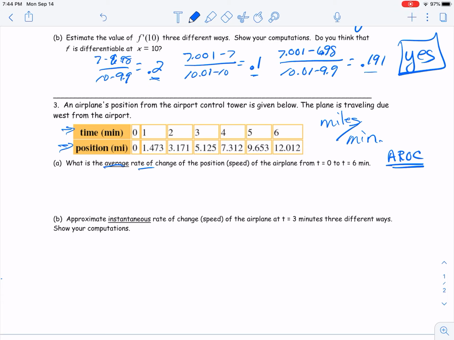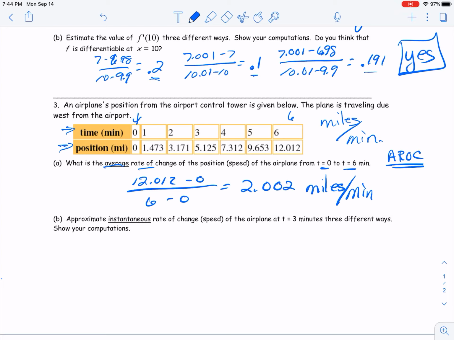It says, what's the average rate of change for the airplane from t equals 0 to t equals 6? Here's 0, here's 6. You're just doing slope. 6 minus 0, and I got 2.002 miles per minute. Don't forget your units, okay? AP exam, free response questions are worth 9 points. You leave off the units, that's 1 point. You did all that calculus right, don't lose a point for units, okay?